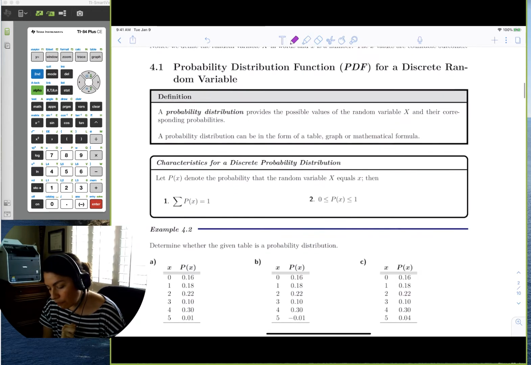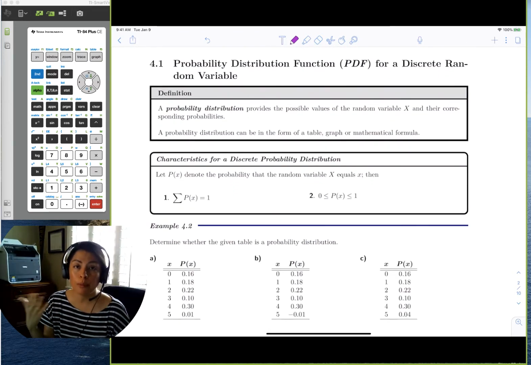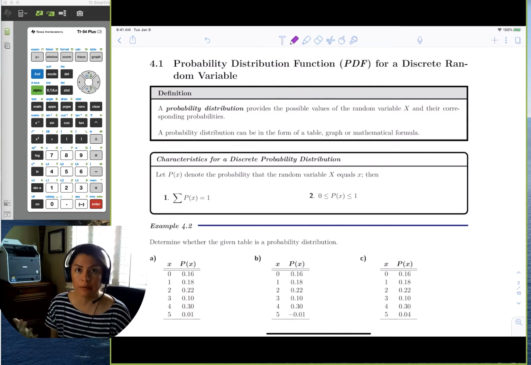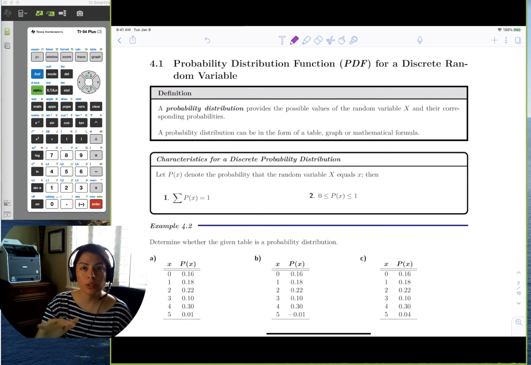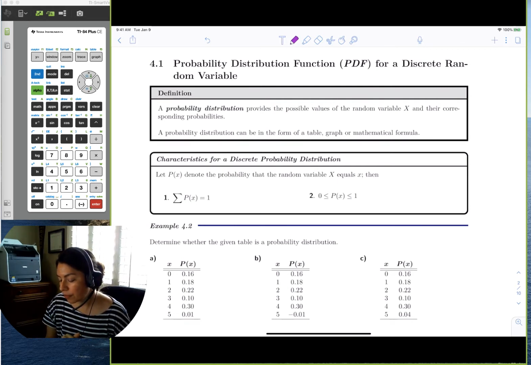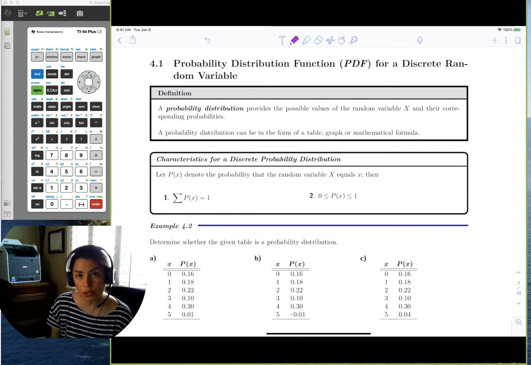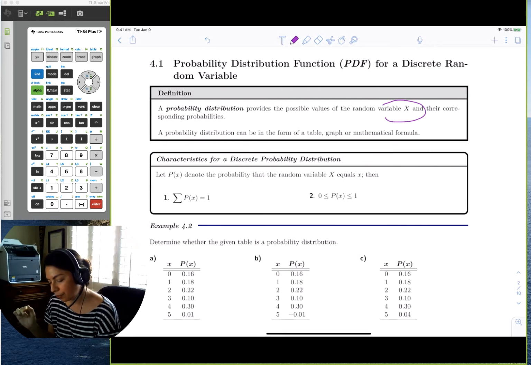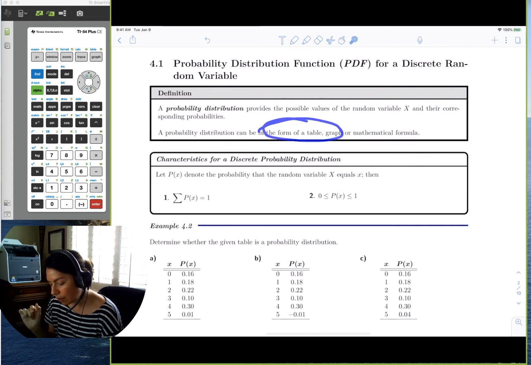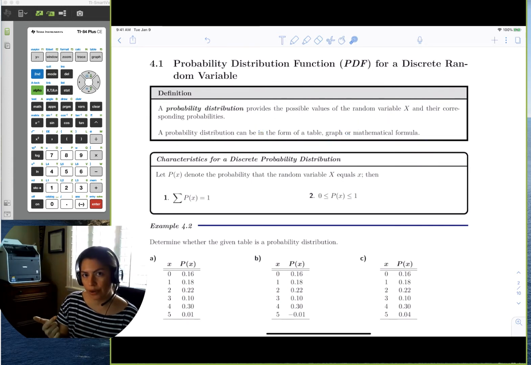So when we get to 4.1, which is a PDF, which stands for probability distribution function for a discrete random variable, our outcomes will be whole numbers, right? Countable numbers, and we'll be able to build a probability distribution function from those discrete random variables. So a probability distribution is exactly what you think it is. It's a bunch of probabilities, and it's a distribution, but it's specifically for the random variable. And it's in the form of a table, graph, or mathematical formula. So we're going to take a look at all 3 of these.